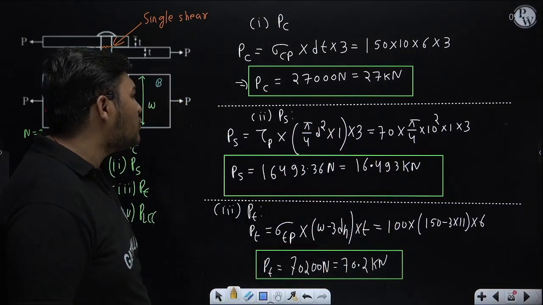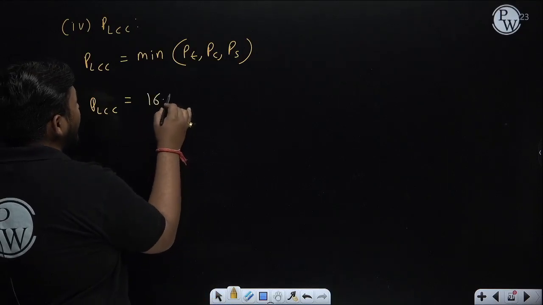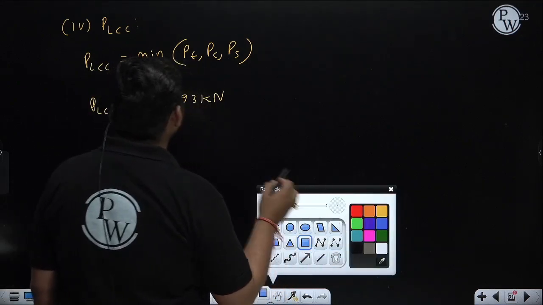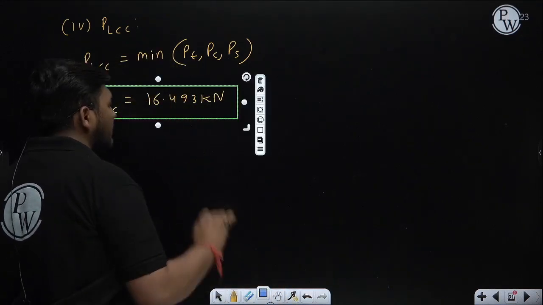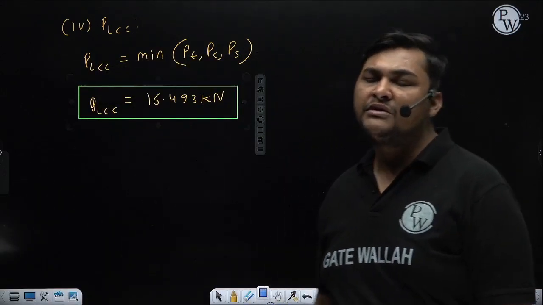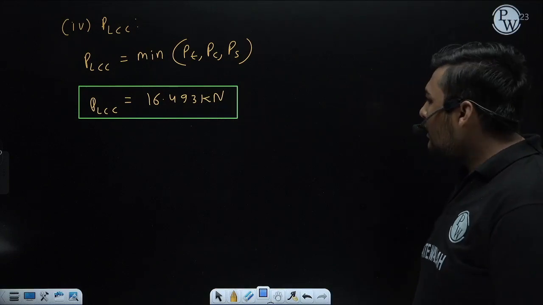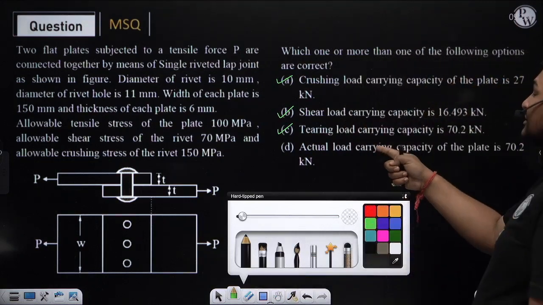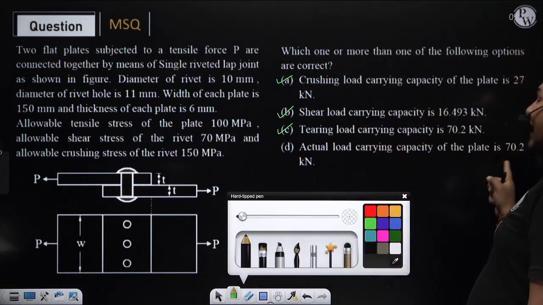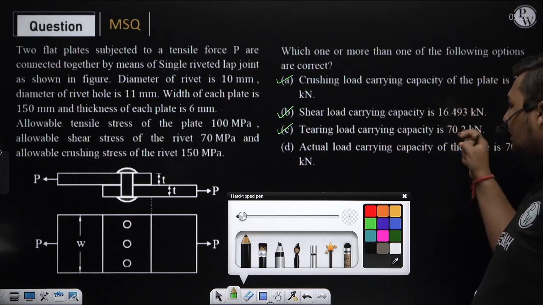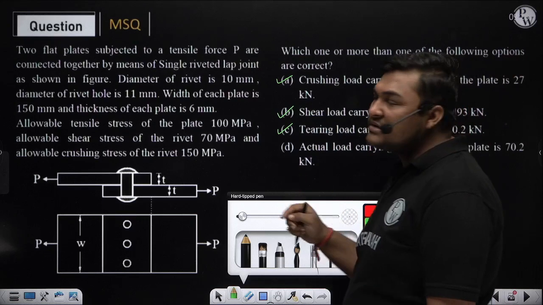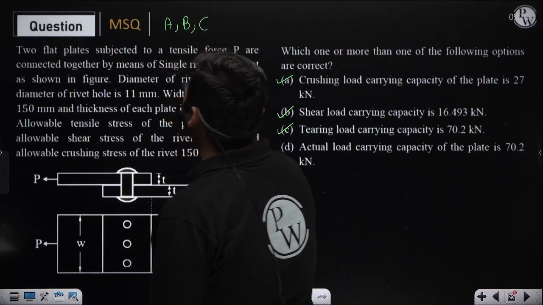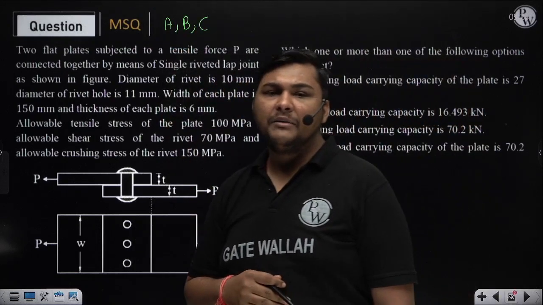So can I say in this case the overall load carrying capacity will be 16.493 kilonewton. So the actual load carrying capacity of this system will be 16.493 kilonewton, because it is the minimum of all the load carrying capacities which come by considering different types of failure. But option D is saying it is 70.2. Means option D, instead of taking the minimum value, has taken the maximum value, but the actual load carrying capacity will be the minimum of these three values, which is 16.493 kilonewton. Means option D is incorrect. So the correct options for this question are A, B and C.